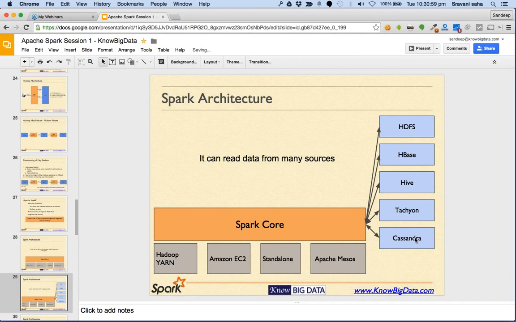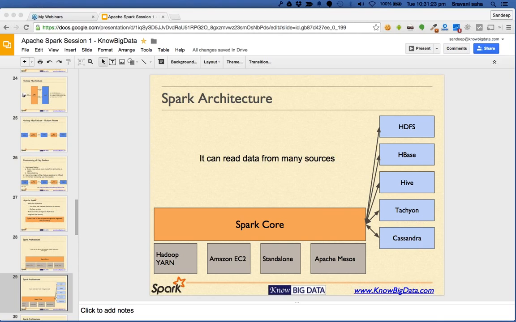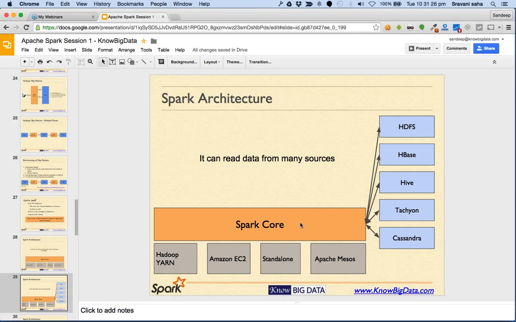So basically, while Spark can run on any of these clusters, it can also read data from any of these databases. Every now and then, the Spark developer team is continuously adding various kinds of input sources. Therefore, Spark does not need to invent a storage system. Spark can very well live with any of the existing ones.